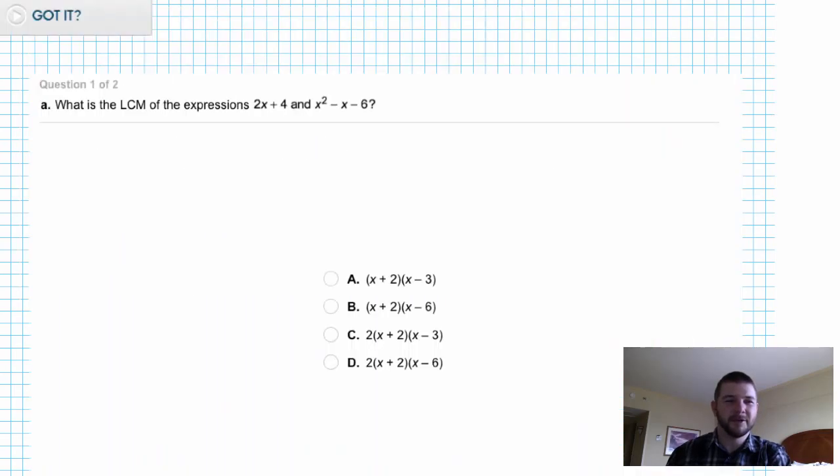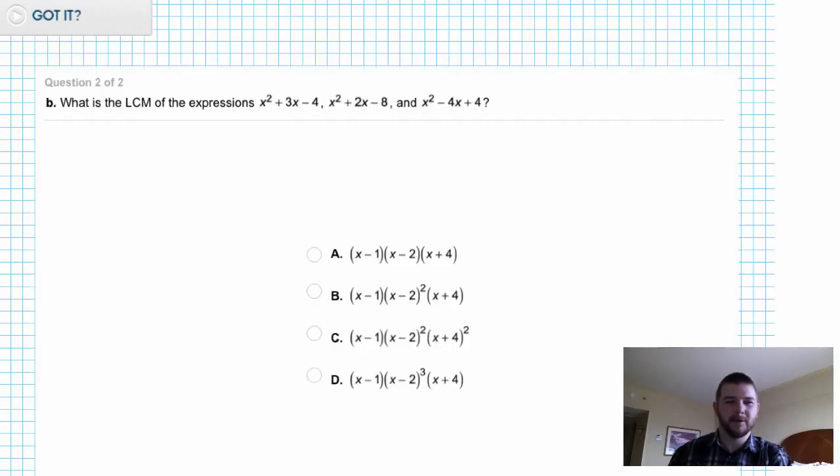And your first opportunity to show that you have got it. Question 1. What is the least common multiple of the expressions 2x plus 4 and x squared minus x minus 6? And got it question number 2 of 2. What is the least common multiple of the expressions x squared plus 3x minus 4, x squared plus 2x minus 8, and x squared minus 4x plus 4?